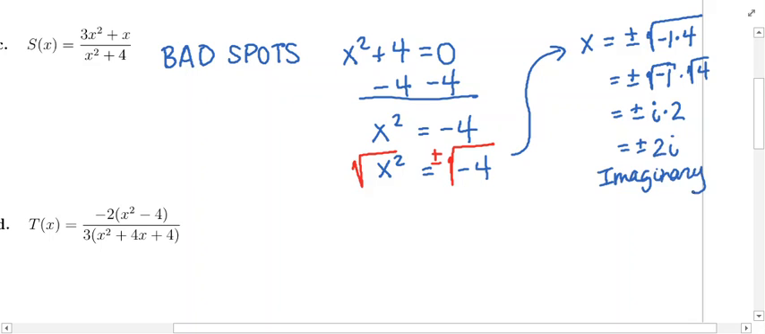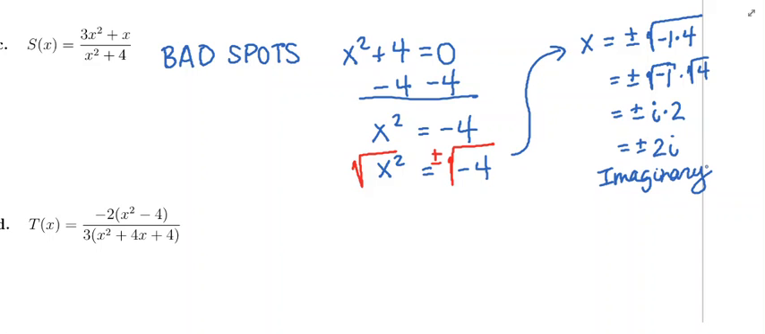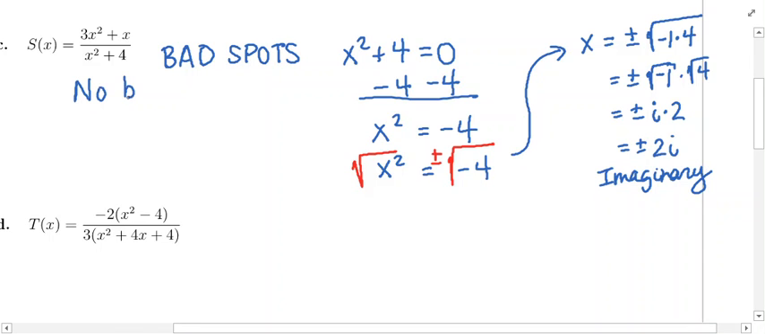We saw this back when we were in section 3.1, where we were trying to find the bad spots. We set the bottom equal to 0, and when we solved for x, we got an imaginary answer. So hopefully you remember what that means. This tells you you don't have any bad spots, because we tried to solve and we ran into an issue, we got an error. We got a negative under the square root sign. So this tells us there are no bad spots.